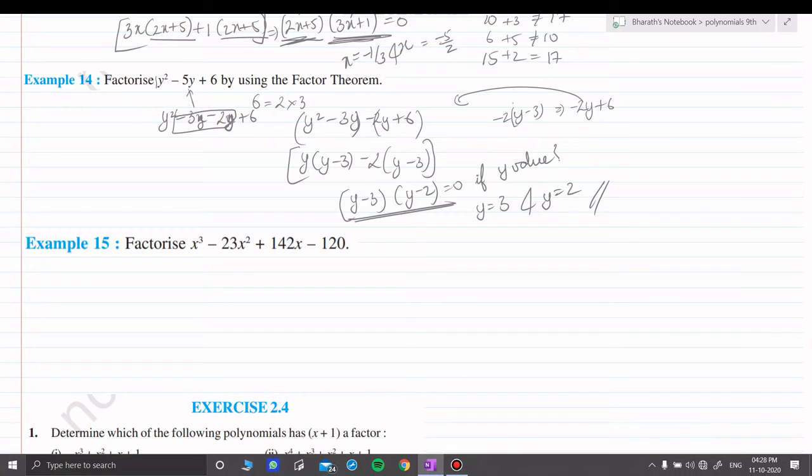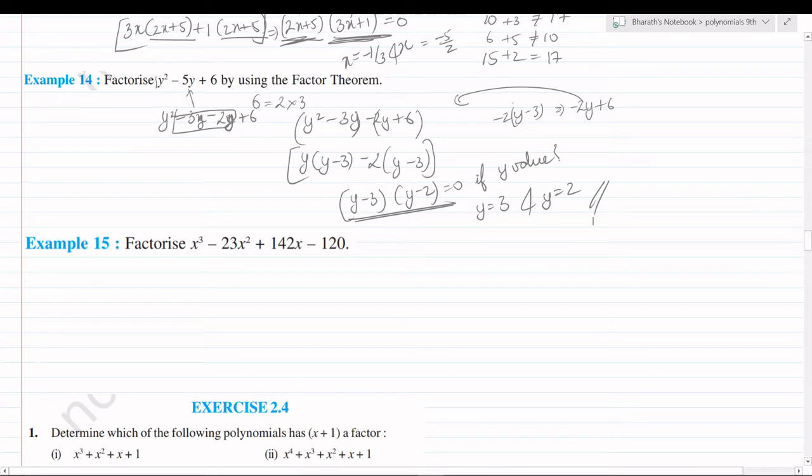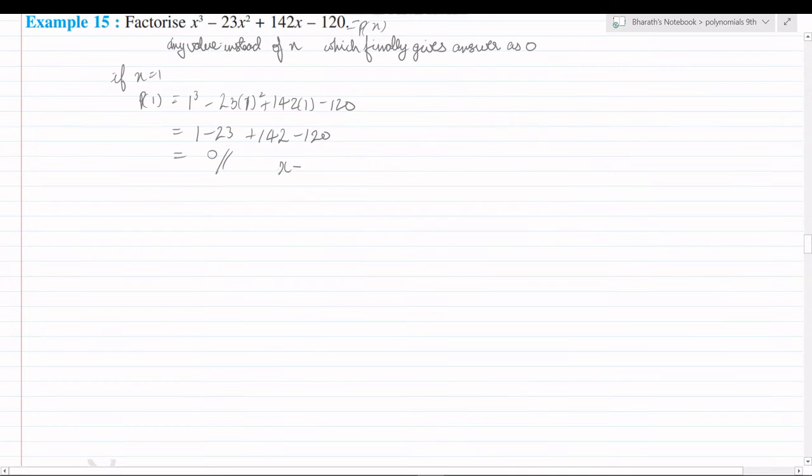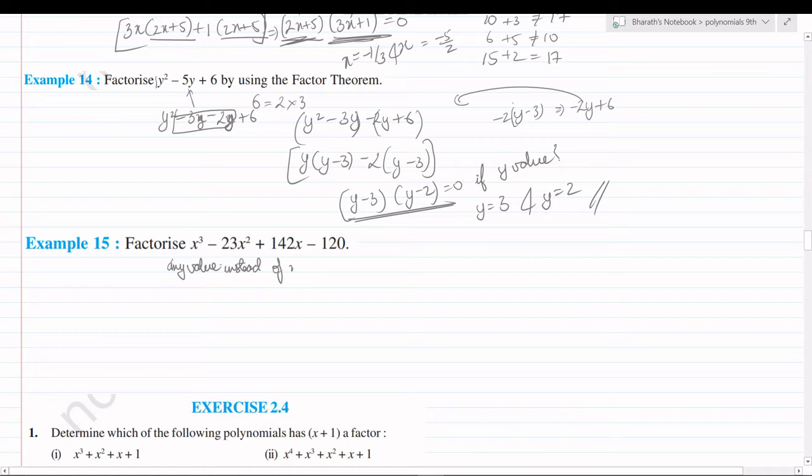Now when it comes to factorization of this cubic polynomial, you have to simply substitute x with any value which finally gives the answer as 0. So in this, there is no short method or anything. You have to do long division.